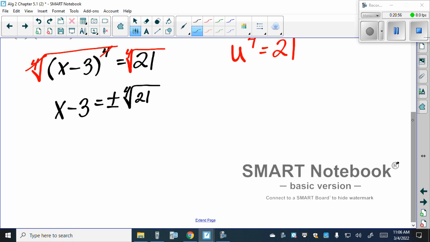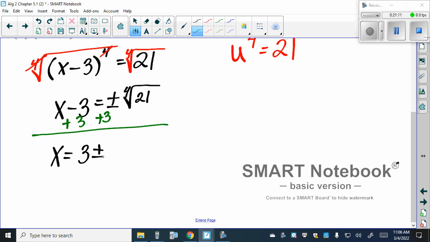Okay, is x by itself? No, okay, so we got to do one more step. We need to add 3 to both sides. There's nothing wrong with putting the 3 second, but it is standard form to put the 3 in front of that plus or minus.